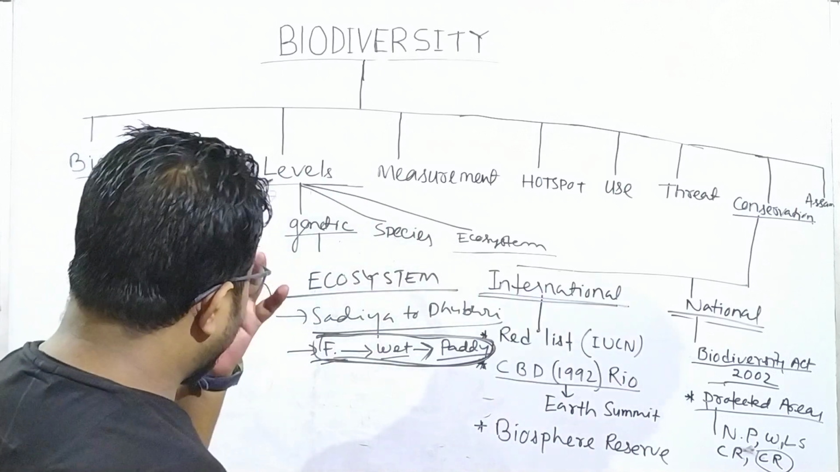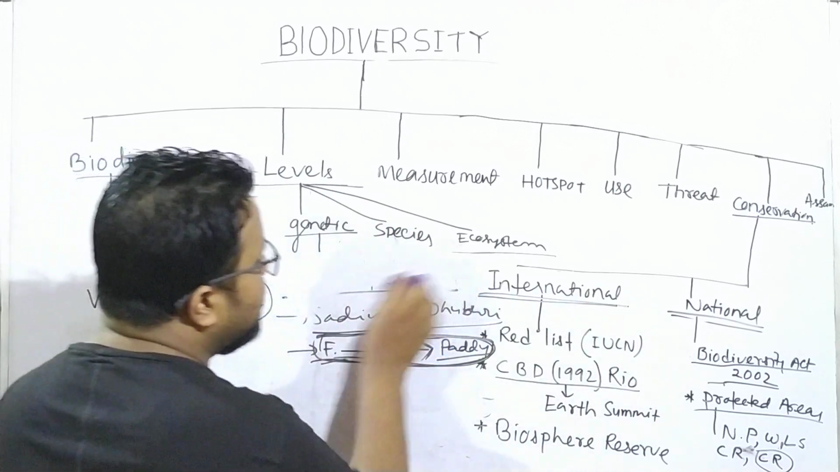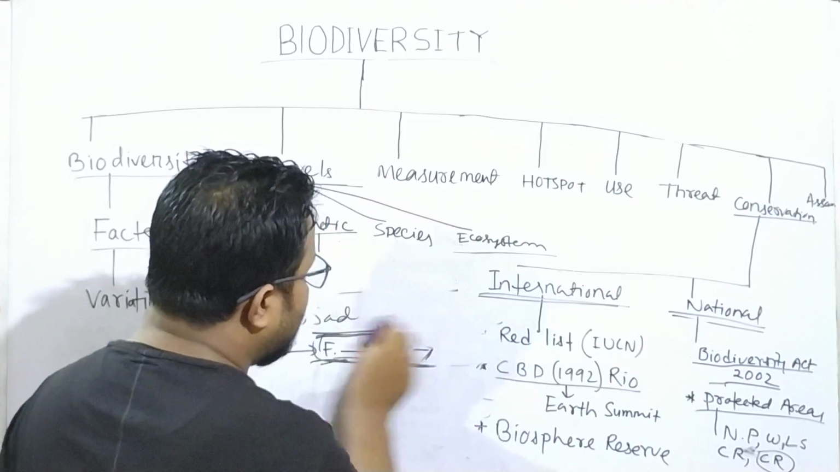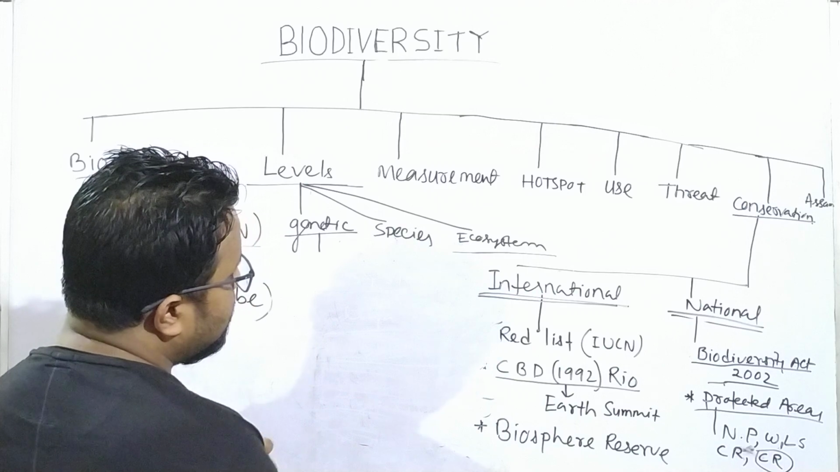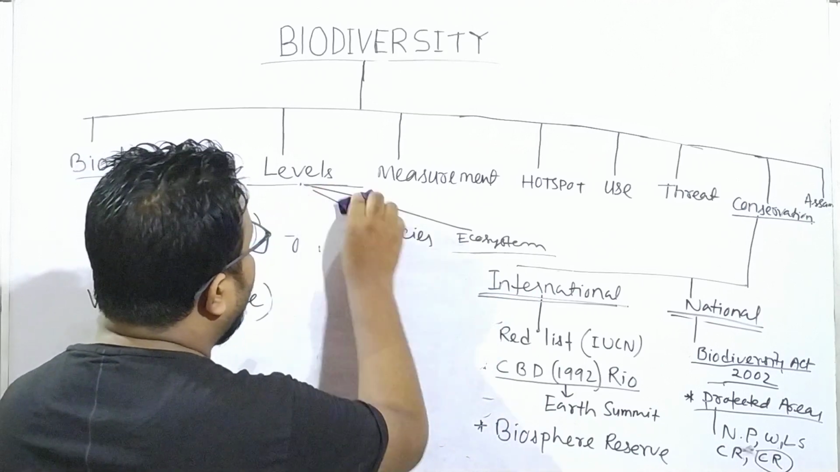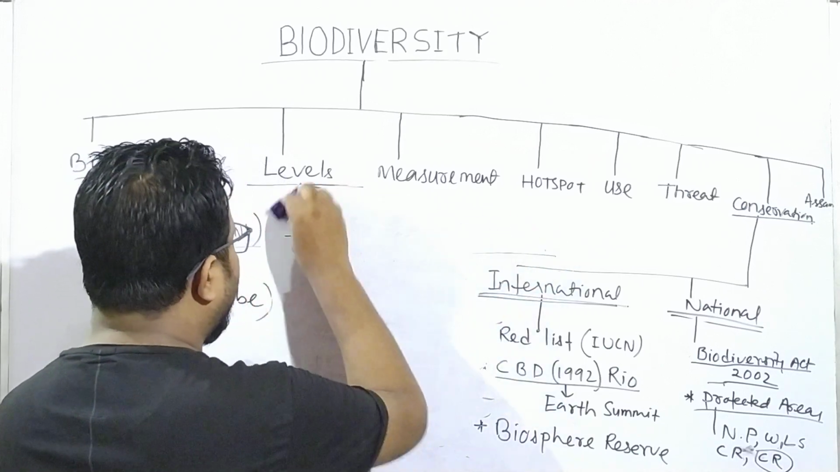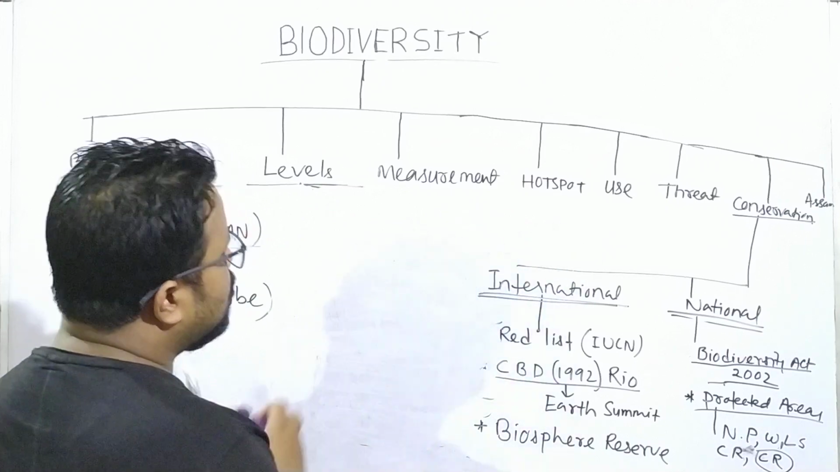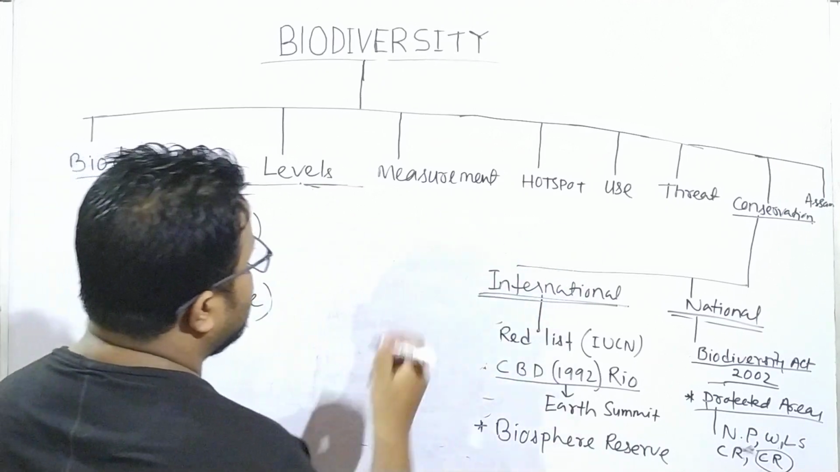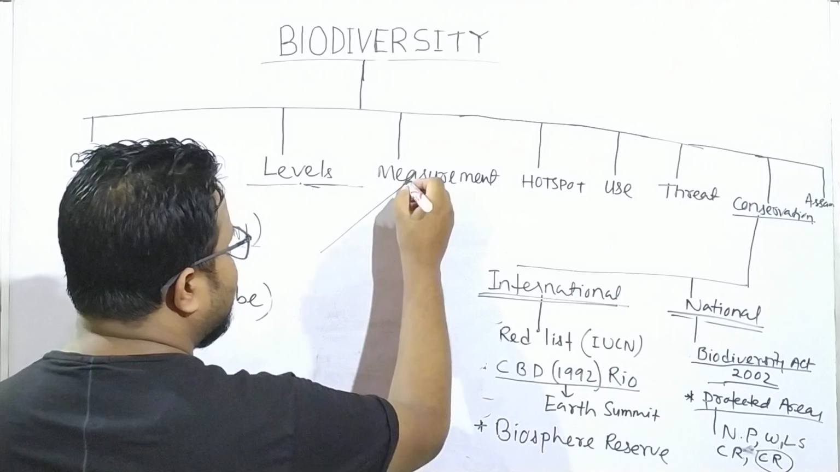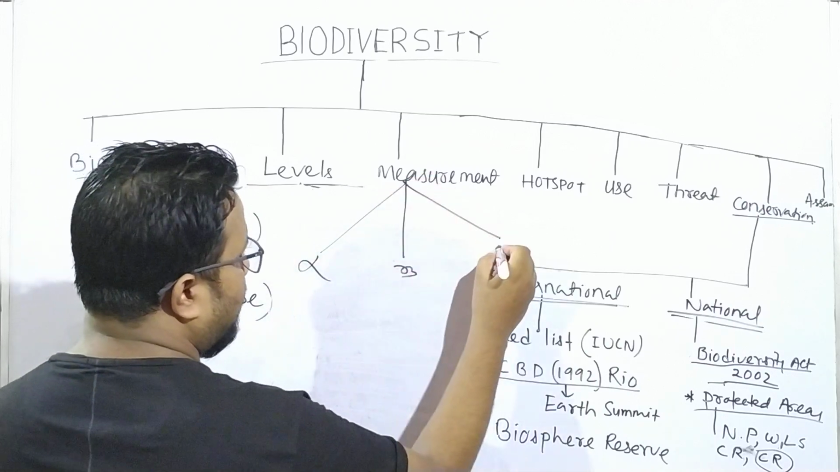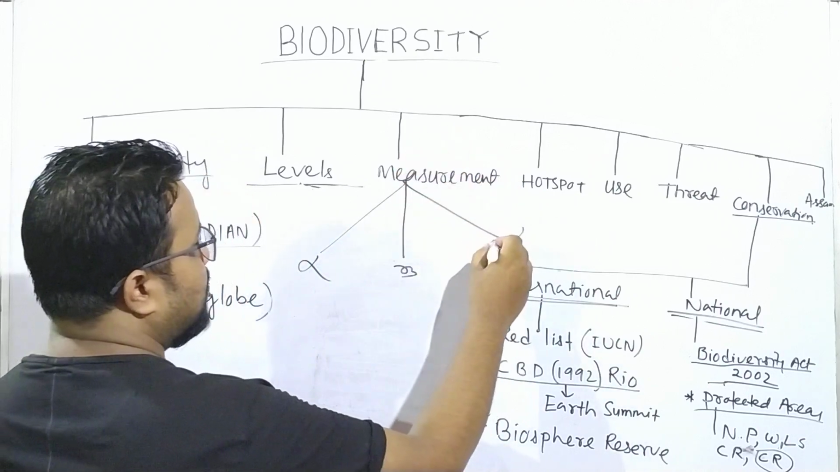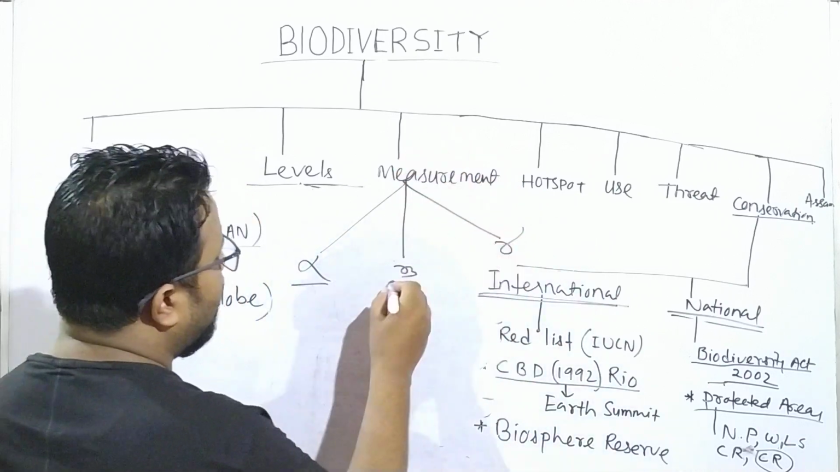The next topic is measurement of biodiversity. How is biodiversity measured? This is also very simple. Actually, it is of 3 types: alpha, beta, gamma. Biodiversity is measured in 3 ways: alpha, beta, gamma.